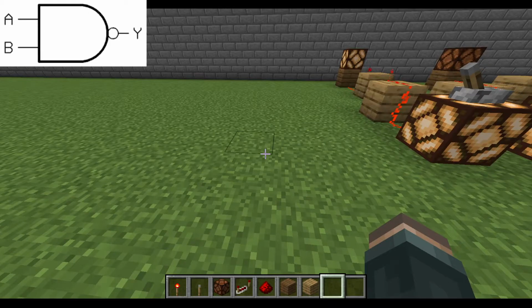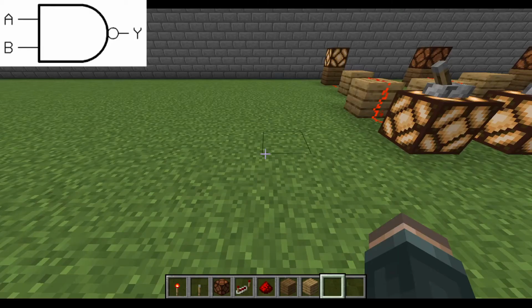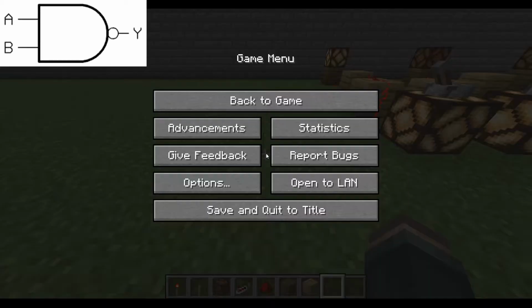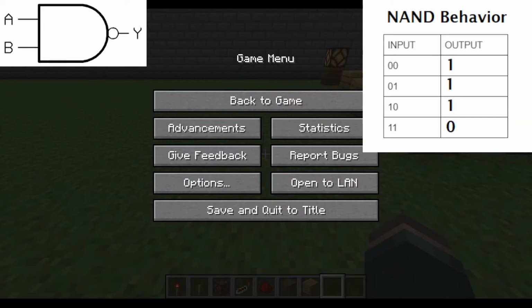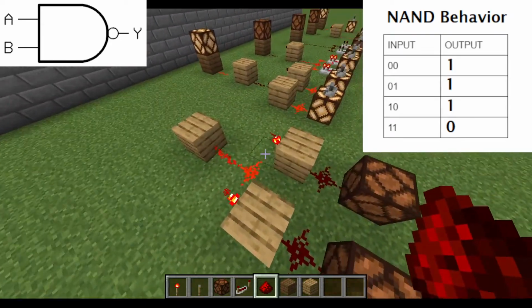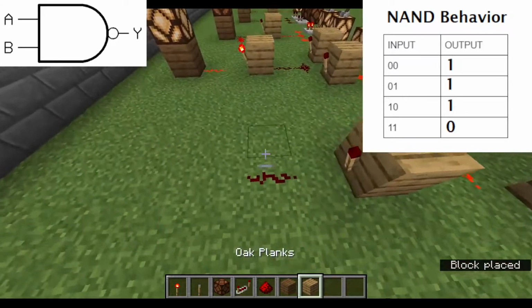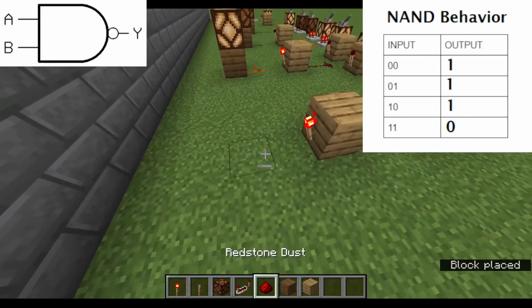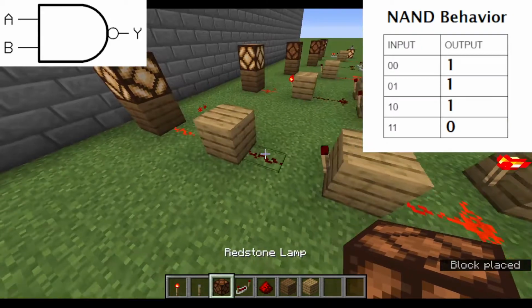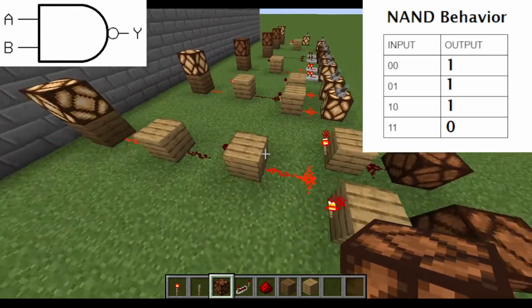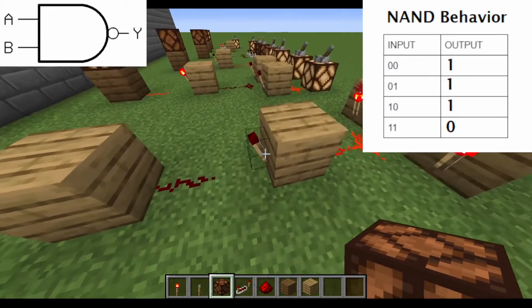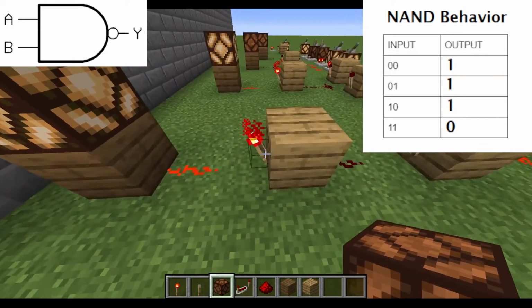The next 2 input gate we're going to look at is the NAND gate. So you can see the symbol for the NAND gate is the same as the AND gate, but with that bubble again. So this is going to be the AND gate, except the reverse. So where we had 1s in our AND behavior, we have 0s, and when we had 0s, we have 1s. So we could apply the same strategy that we did to the OR gate by just making an AND gate with a NOT at the end. And that will work. However, if you notice right here, we actually have 2 NOTs right next to each other.